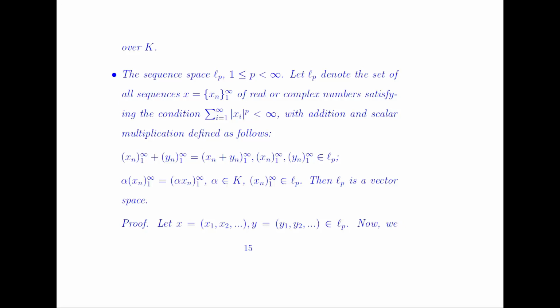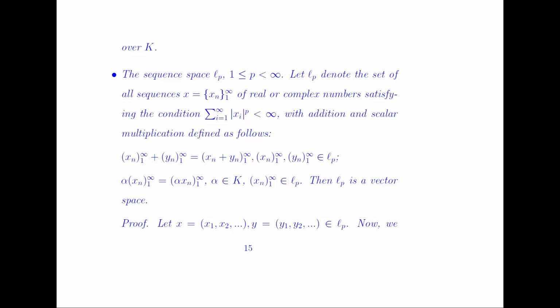The sequence space lp. Now lp will denote the set of all sequences of real or complex numbers satisfying the condition that the summation of modulus of xi power p is less than infinity, which means this series is absolutely convergent. With the addition and multiplication defined as follows, it is again a vector space.